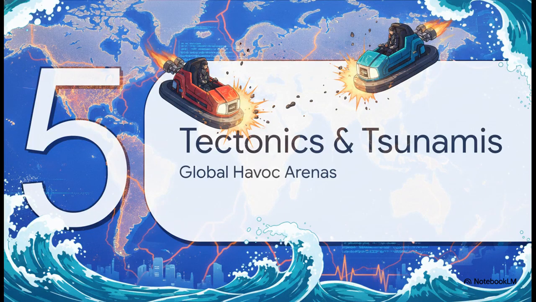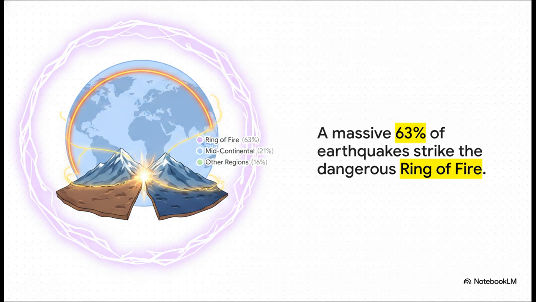Finally, we arrive at part 5, plate tectonics and tsunamis. Let's look at the global arenas for all this havoc. Let's zoom out to the macro level for a second to see where these giant tectonic bumper cars are actually colliding. The reality is pretty stark. A whopping 63% of all quakes hit the Circum-Pacific Belt, what we ominously but accurately call the Ring of Fire. That's where the massive Pacific Plate is violently subducting beneath its neighbors.